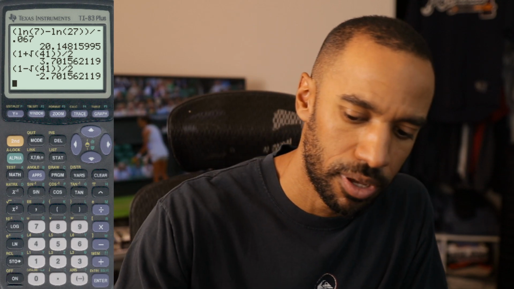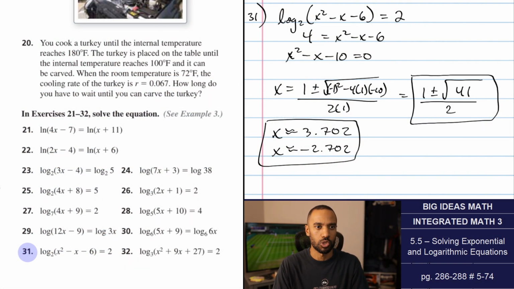3.702 and negative 2.702. Those are approximate answers. So that was an interesting jump in problem. We never turned something into a quadratic in the meanwhile. I'm sure we're going to do some more problems with that, but there are the different kinds of answers that we have with that one.